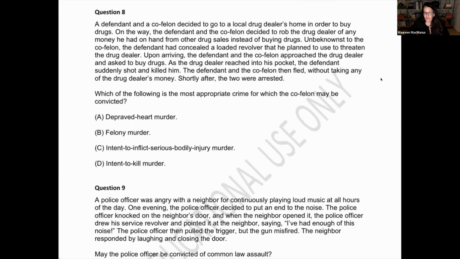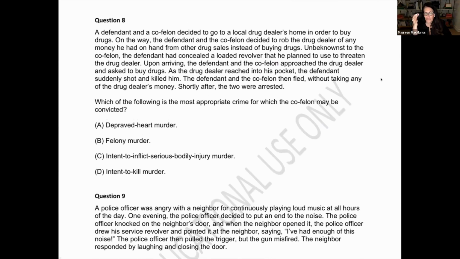All right, now moving on to criminal law. Which of the following is the most appropriate crime for which the co-felon may be convicted? As soon as I see a co-felon, I'm thinking of accomplice liability, conspiratorial liability.